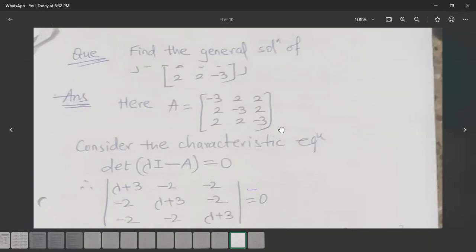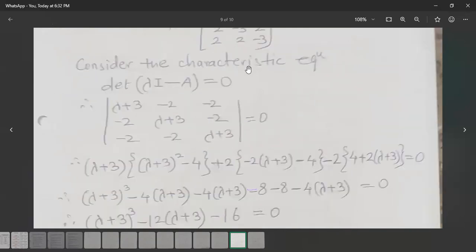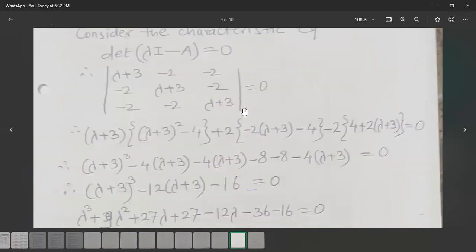We find its characteristic equation as usual. You are quite familiar with this particular. So we go with determinant of lambda I minus A equal to 0. As I have said, we introduce lambda diagonally and every entry of A is negated. So you can watch it, and this determinant is equal to 0.